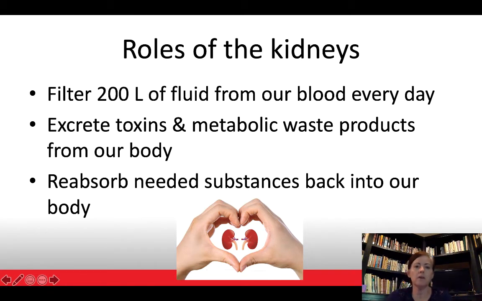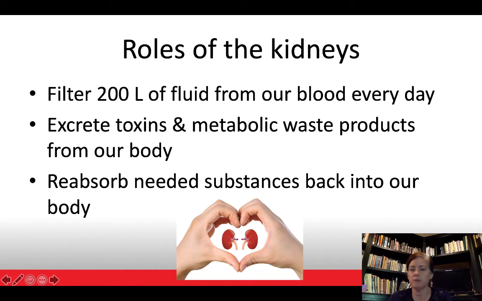To start with, in terms of roles of the kidneys, kidneys are really important to function of the body. If you think back about some of the other things we've talked about, when we look at the cardiovascular system, the kidneys take about a quarter of the cardiac output in total. So 25% of blood being pumped from the heart is being routed directly to the kidneys. And that just tells you right there how important the kidneys are.